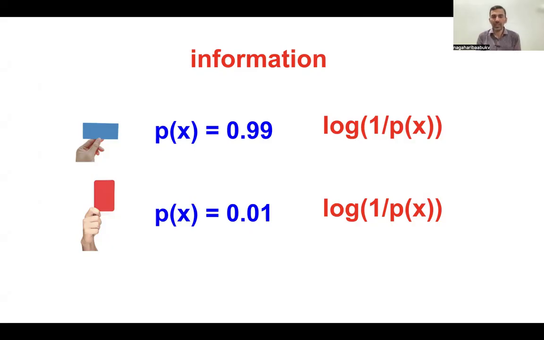Log of a into b into c, or log of p1, p2, p3, becomes log p1 plus log p2 plus log p3. It also assists in avoiding the numerical underflow issues.